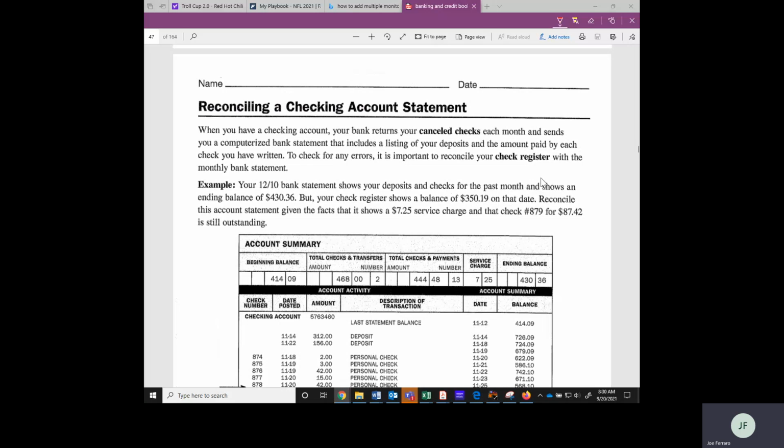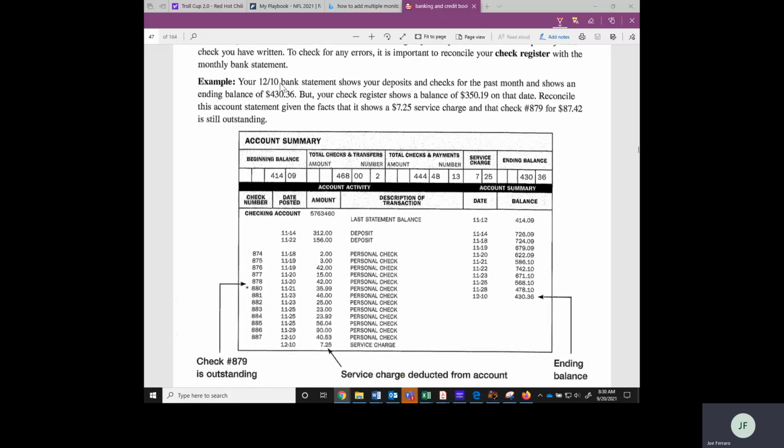So here it says we have a December 10th bank statement showing deposits and checks for the past month, and it shows an ending balance of $430.36. There's a few places on here where that shows up. Okay, but your check register shows a balance of $350.19. So that's two different numbers.